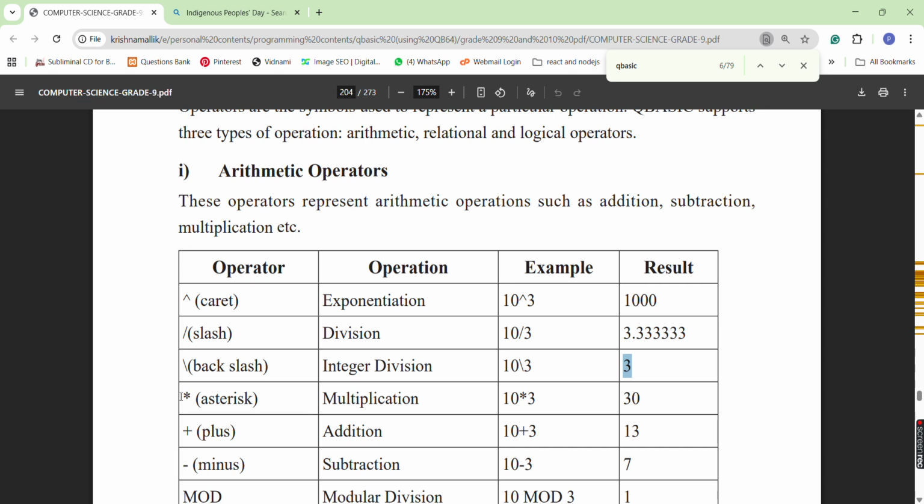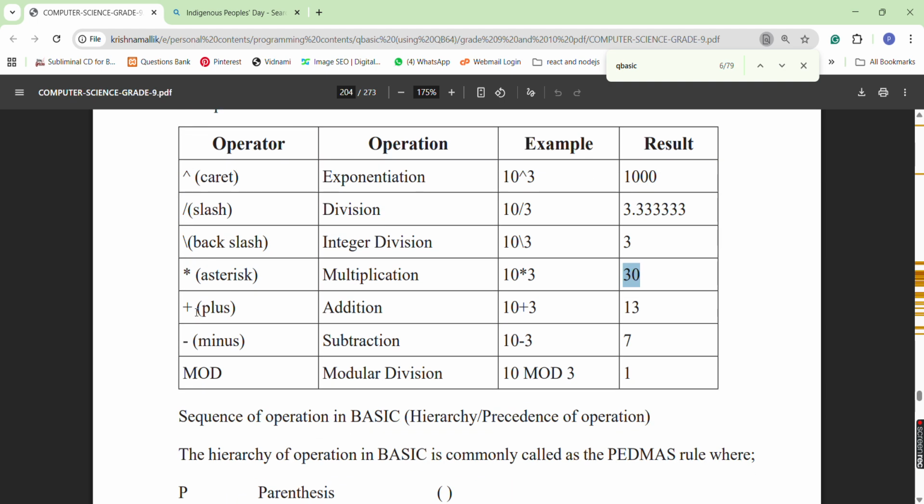Asterisk is for multiplication, to find the product of two or more numbers. Like 10 into 3 gives us 30. Next is plus, simply for addition. Minus is for subtraction. MOD is to find the remainder. Mostly in decision making conditions we have to use MOD.